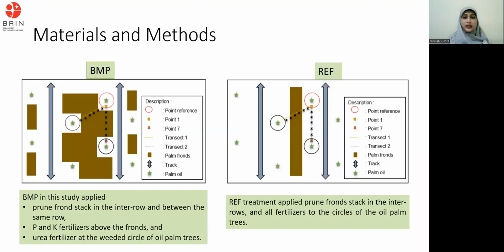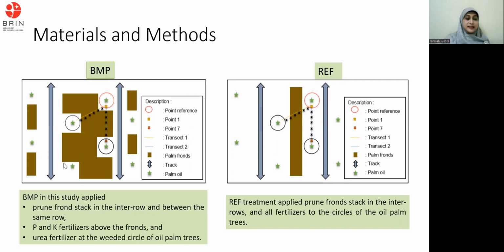In each location of BMP and reference, there were two transects covering one triangle of three trees. Transect 1 was inter-row and transect 2 was in the same row. In this study, observation was conducted in transect 2, consisting of seven observation points. Point 1 and point 7 in the transect had a distance of 0.5 meter from the tree, while the other points were measured proportionally.